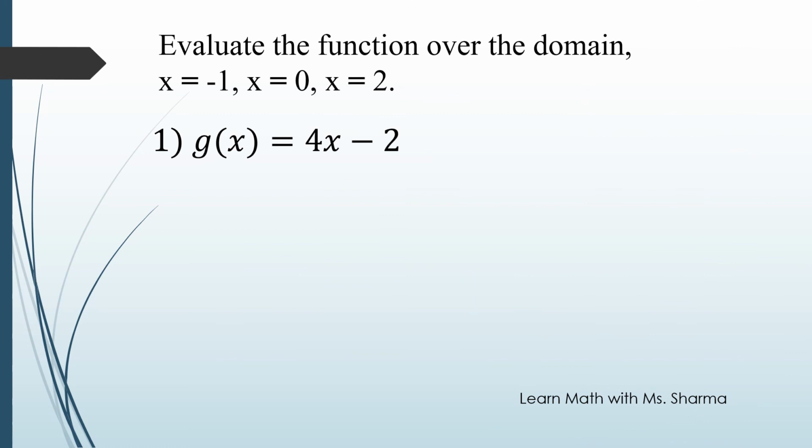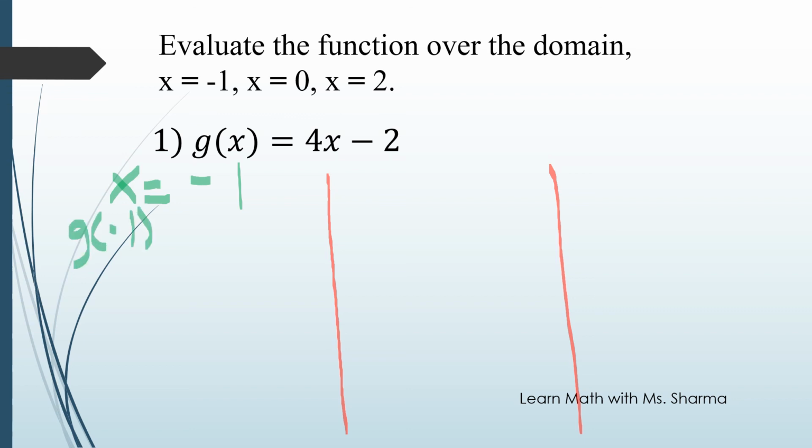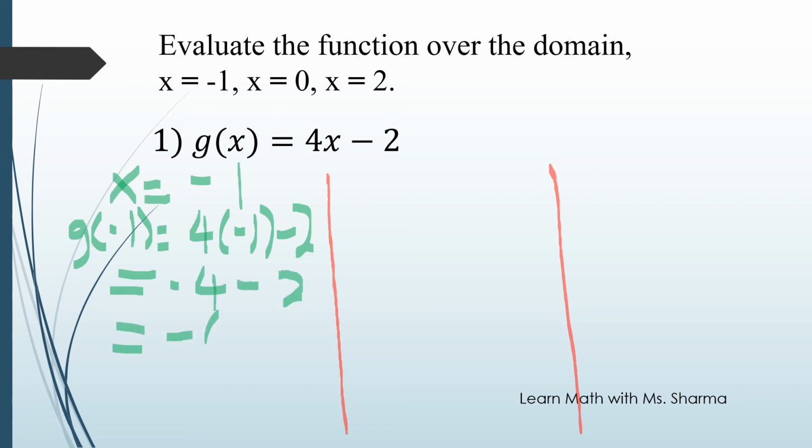Write the function over the domain x equals negative 1, x equals 0, and x equals 2. We're just going to plug in those numbers in place of x. Given g of x equals 4x minus 2, we want to find when x equals negative 1. So we have g of negative 1 equals 4 times negative 1 minus 2. So 4 times negative 1 is negative 4, minus 2 will give you negative 6.